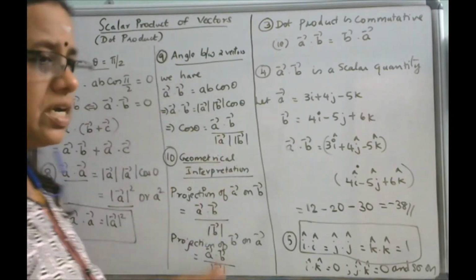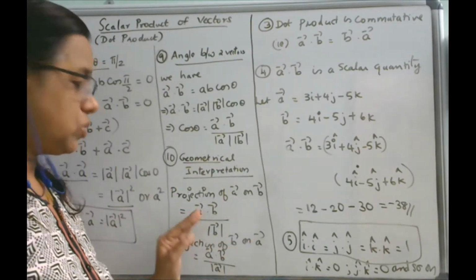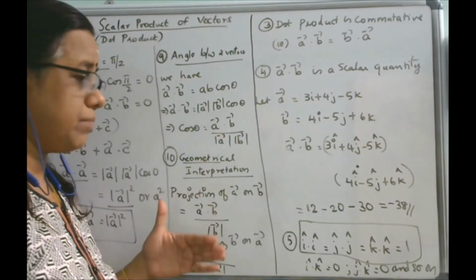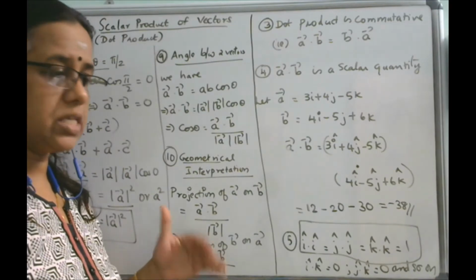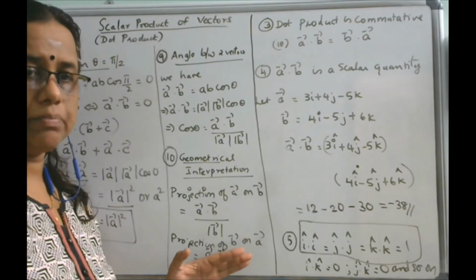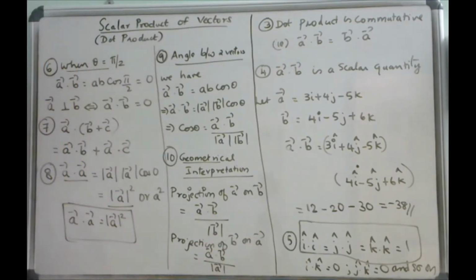So these are the important 10 properties which you have to know when you learn about the dot product of vectors. Starting from the definition, it is A dot B is equal to AB cos theta, where A is equal to modulus of vector A, B is equal to modulus of vector B, and theta is the angle between vector A and vector B. So like this you have the 10 properties. Try to learn all these 10 properties because these are given in your textbook also. You can go through that and you can see.